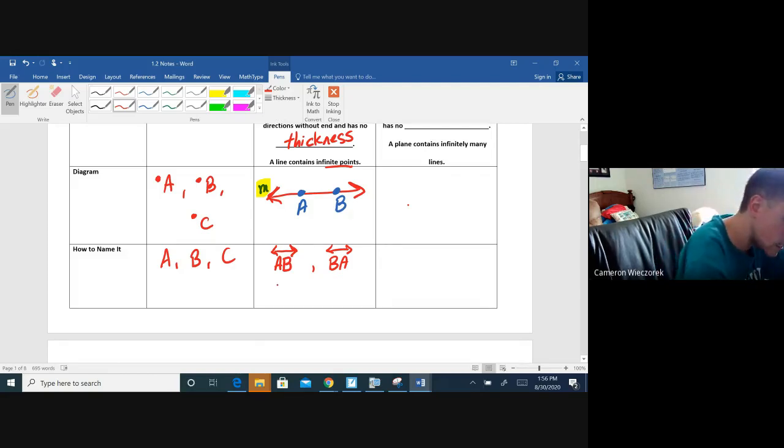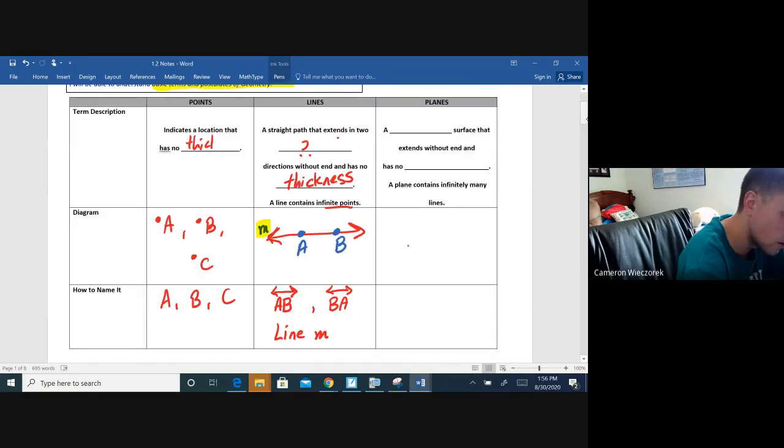So I could call this line with a lowercase m. Notice I'm not putting the line symbol above it now because I'm not using 2 points to name it. So 2 capital letters with the line symbol above it that are on the line, or if there's another label with a lowercase letter, that works too. Just put the word line in front of it.